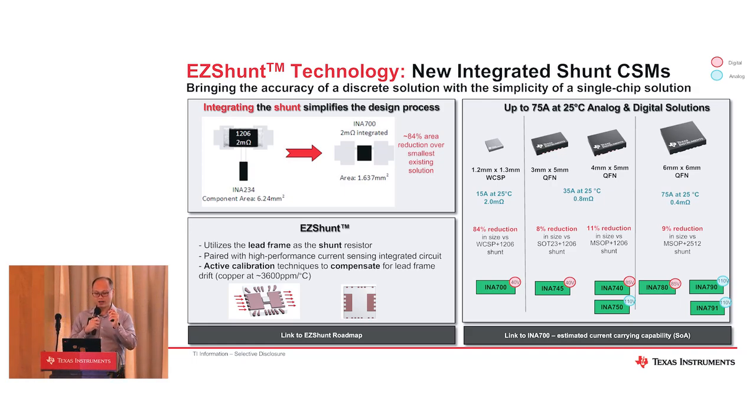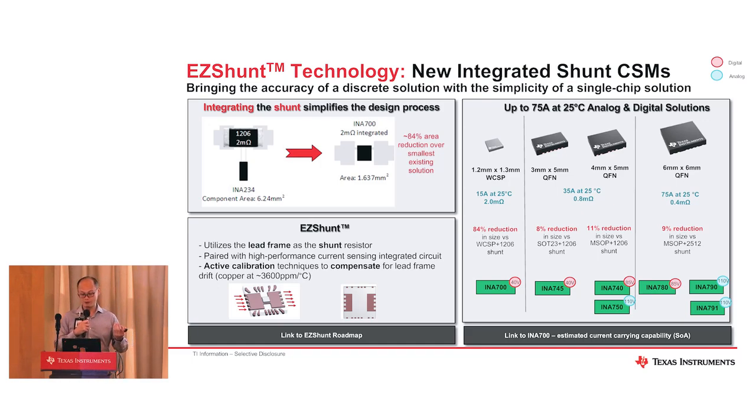The technology we use is the lead frame as the shunt resistor. We can manufacture lead frames that are so accurate that they can have it exactly in the range of 2 milliohms, and that becomes the lead frame shunt, and we're measuring the current across it. One thing we know is that copper drifts over temperature. So we build in active calibration so that we can compensate for the drift across temperature in this package.